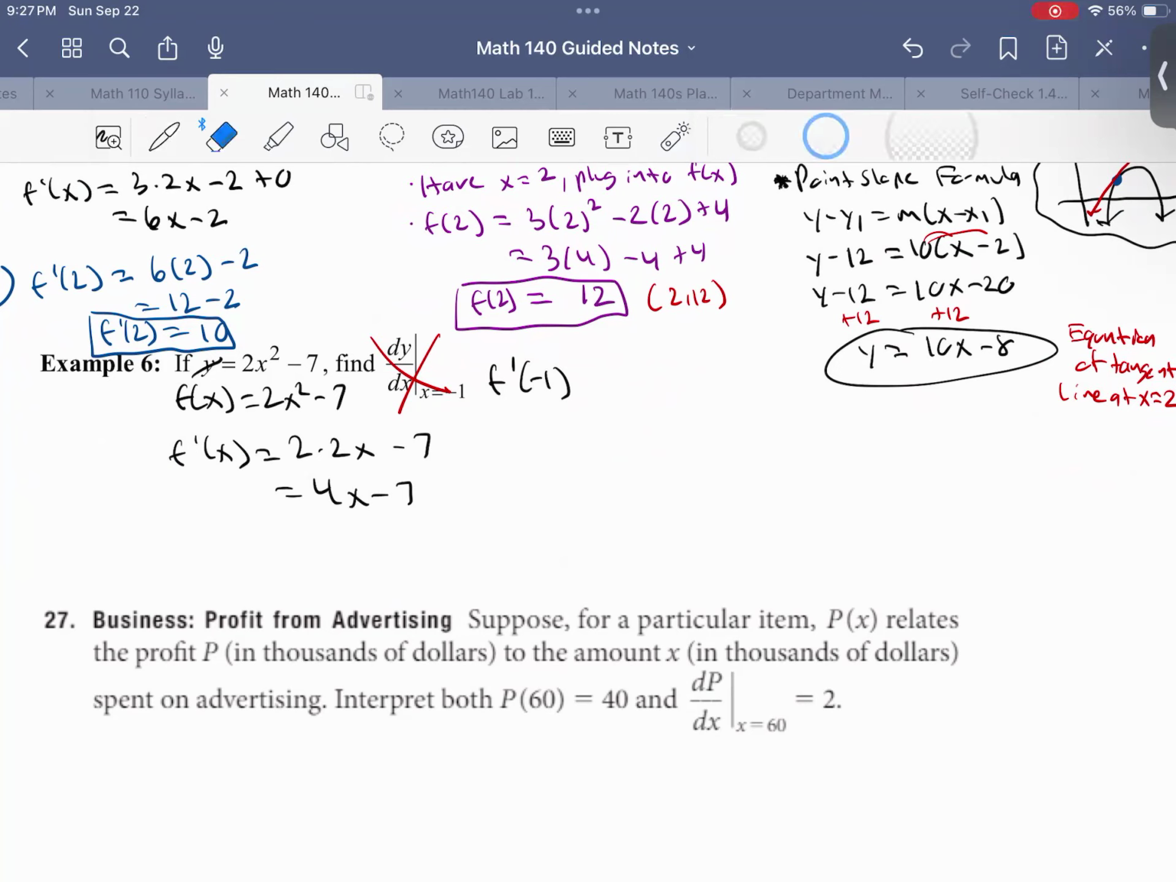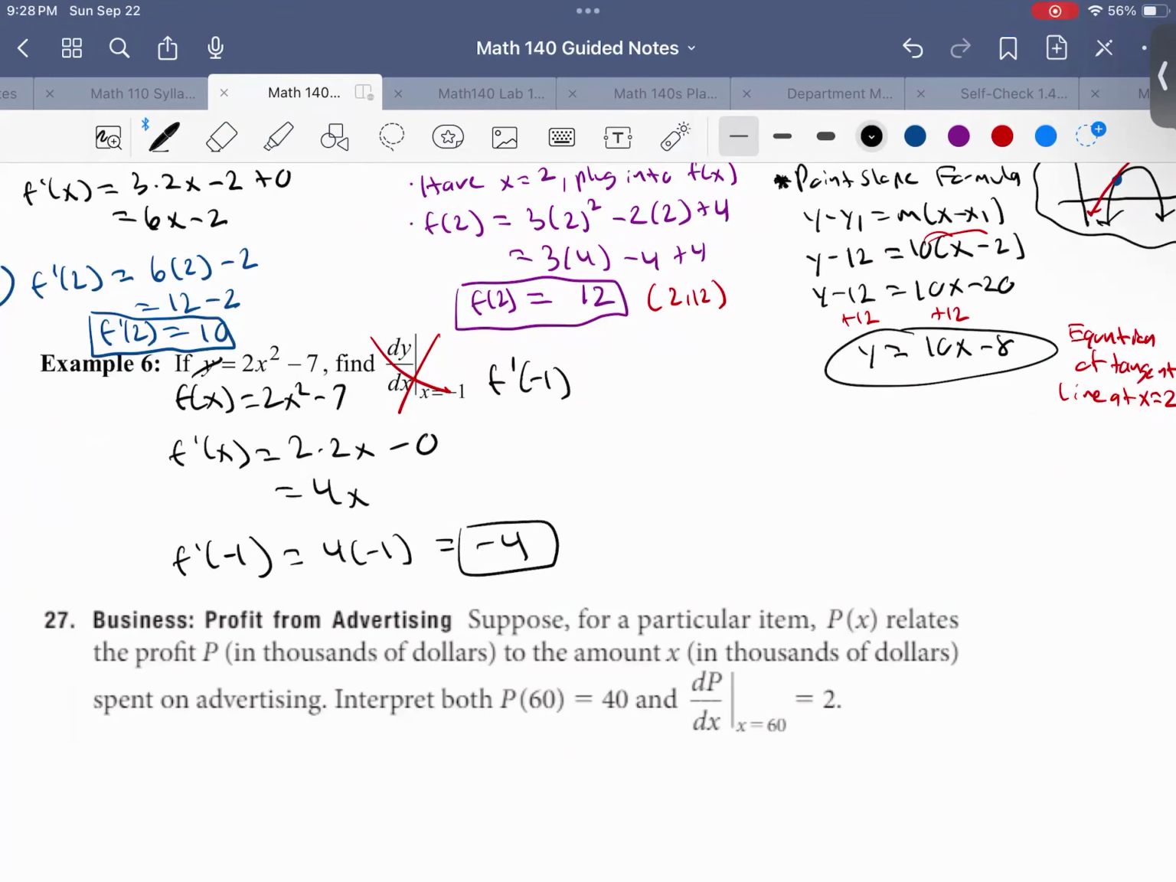Oops, sorry, a little typo there. This is actually 0 because the 7 is a constant, so it just goes away. So it's just 4x. And so f prime of -1 is going to be 4 times -1, which just equals -4. And that's my answer.